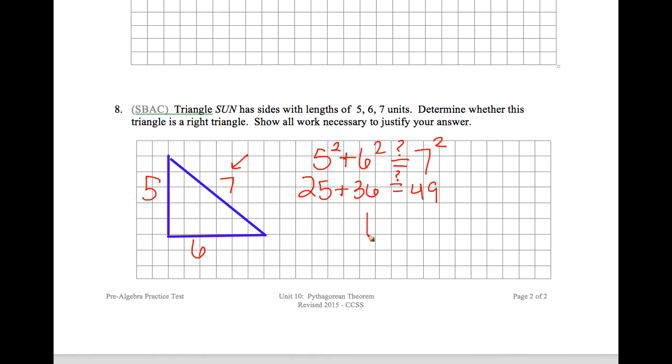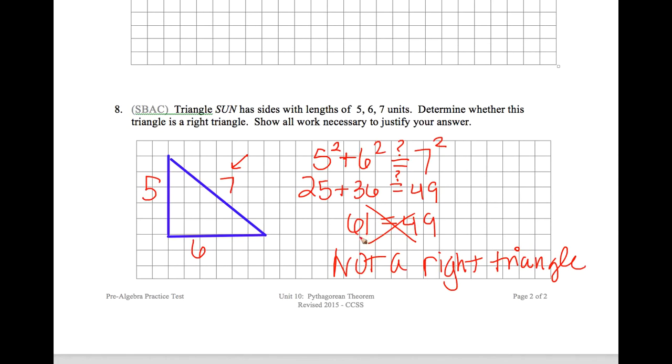25 plus 36 is 61. Now in your work, I'm expecting to see a slash through that, those are not equal. So I need you to identify that they are not equal. The other thing you have to do is you have to say not a right triangle.